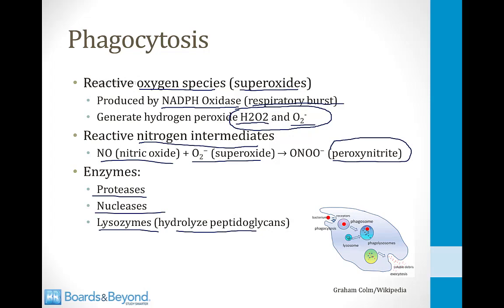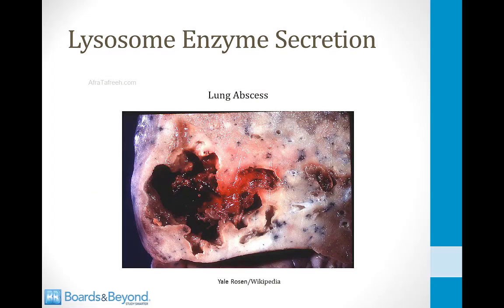This is a picture of a lung abscess, and I've shown you this to remind you that the contents of the lysosomes, although designed to destroy pathogens, can sometimes be secreted and cause tissue damage. Macrophages and especially neutrophils in the setting of significant inflammation will sometimes release some of their lysosomal contents, and this is part of the way you get tissue destruction when you get lung abscesses.